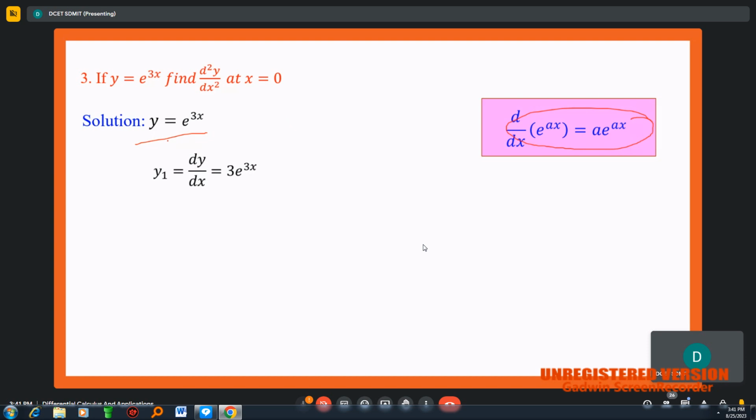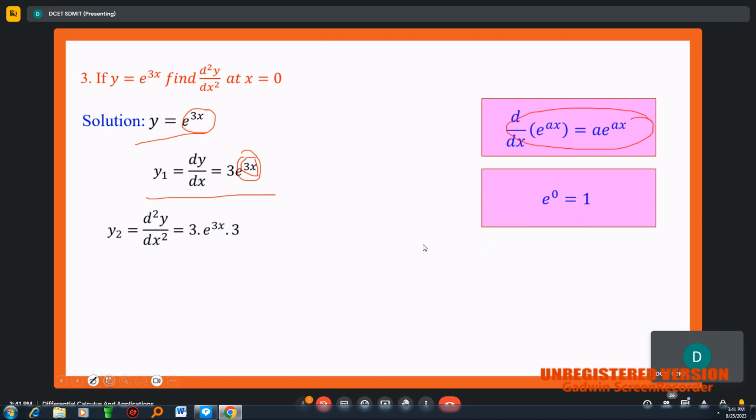Now we are finding y1, that is dy by dx. The differentiation of e to the power of 3x is e to the power of 3x into the differentiation of 3x with respect to x, which is 3. So we are getting y1 is equal to 3 into e to the power of 3x. Next, the second derivative, that is the differentiation of the first derivative. 3 is a constant. The differentiation of e to the power of 3x is e to the power of 3x into the differentiation of 3x, which is 3.